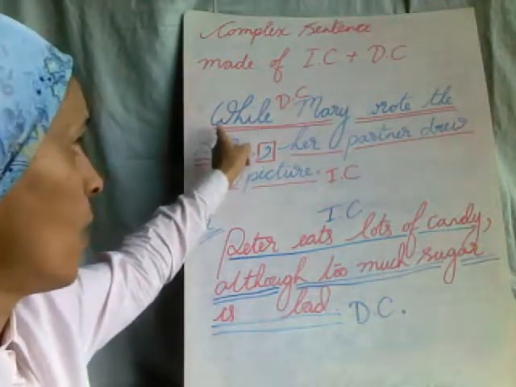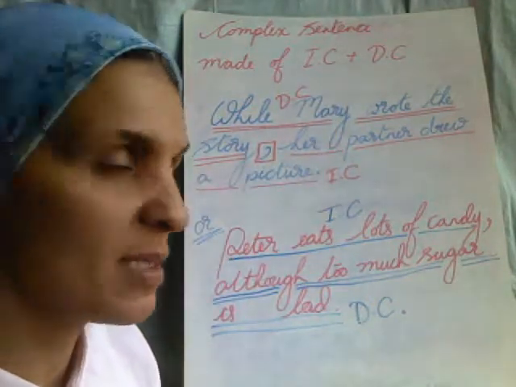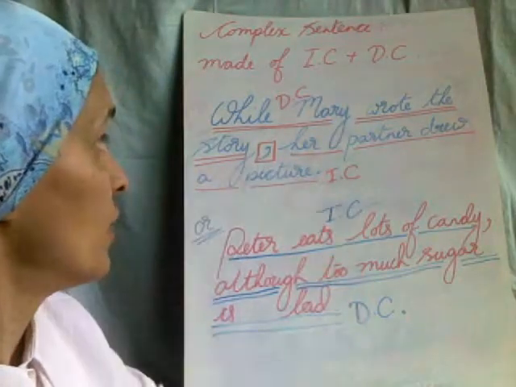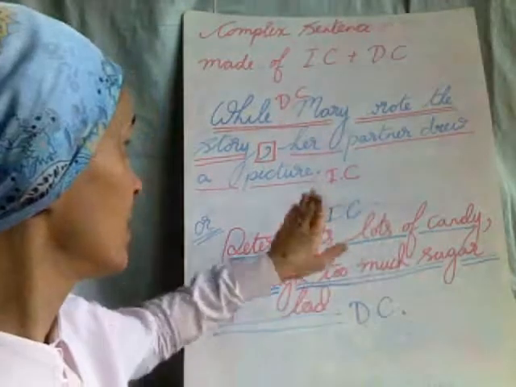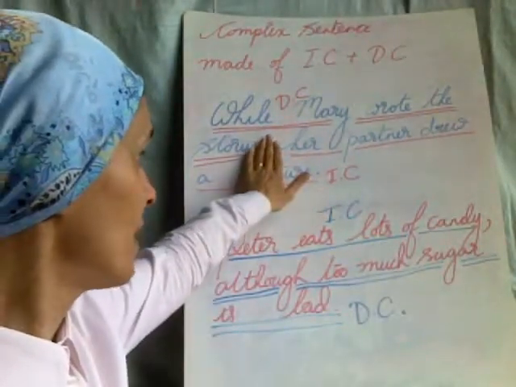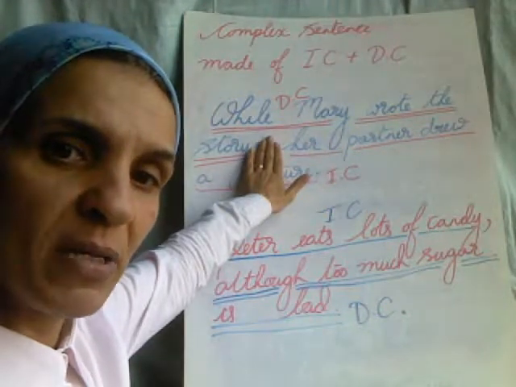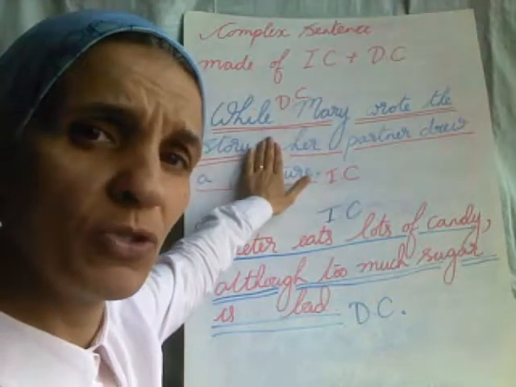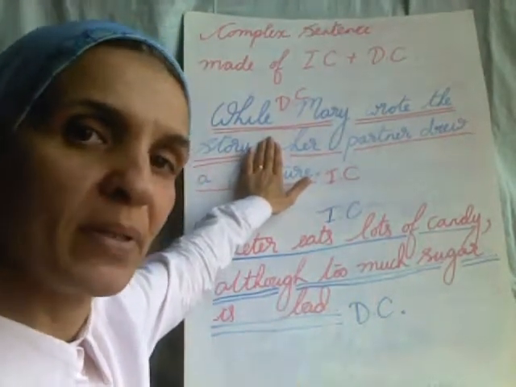There you go. While Mary wrote the story, that is my dependent clause because that cannot stand alone, comma, her partner drew a picture. If I were to look at these sentences, I put my hand where the comma is, and then I will read "While Mary wrote the story." Does that sound to you like a complete idea? No, I want to know what happened.